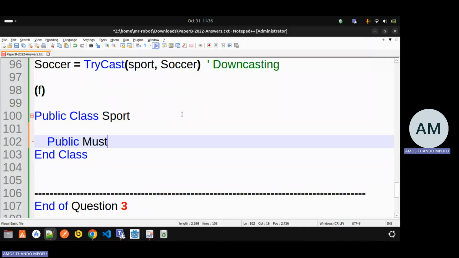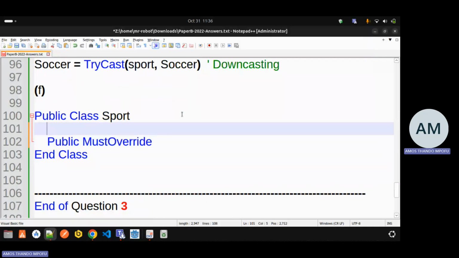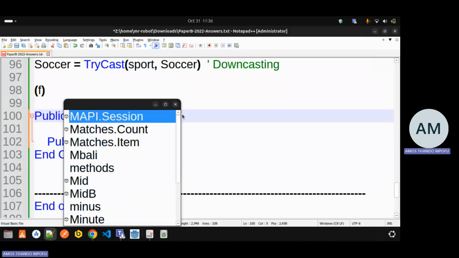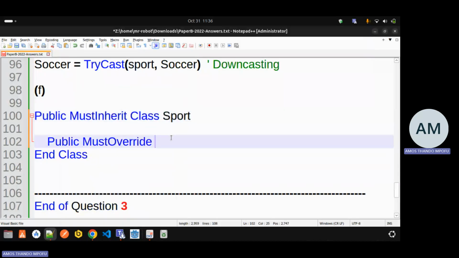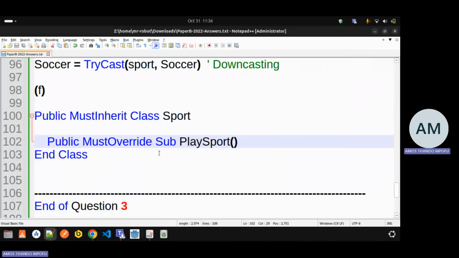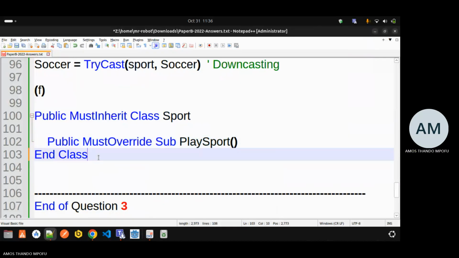So what I would do is I'll say must override, right? Which will make this class must inherit, which is fine, right? We are flexing that we know all of these things. So I'll make it a must override because I don't want the hassle of trying to return something. Each sport is played differently, so I'm going to write it in full and call it play sport. And I'm going to make it a sub, a subroutine basically, which is void, meaning that it doesn't return anything.